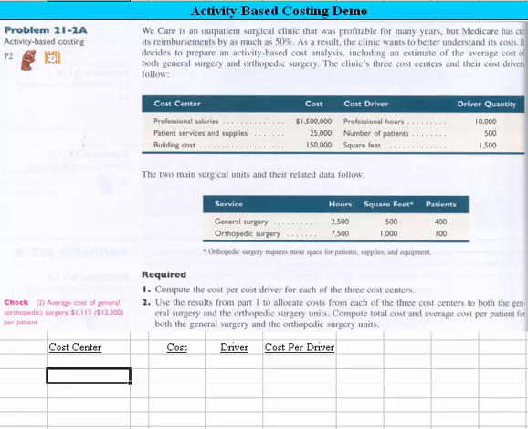Hi everyone. Let's walk through problem 21-2A, and in this demonstration we'll just handle the first requirement, which involves computing the cost per driver for each of the three cost centers. And the three cost centers appear before you: professional salaries, patient service and supplies, and building cost. Let's go ahead and type that in. And I'll type that, and if you want you can read the problem while I make these entries.